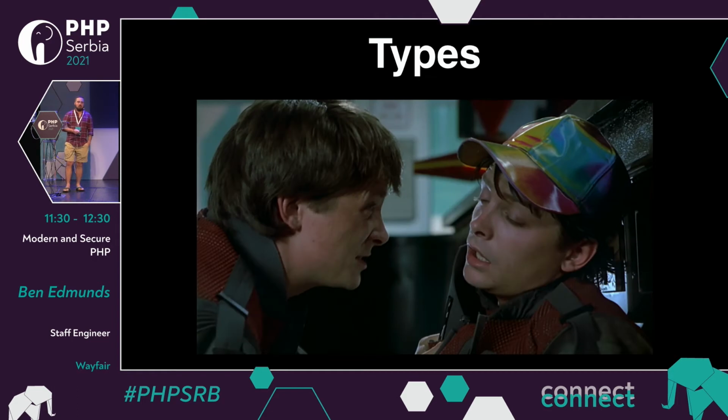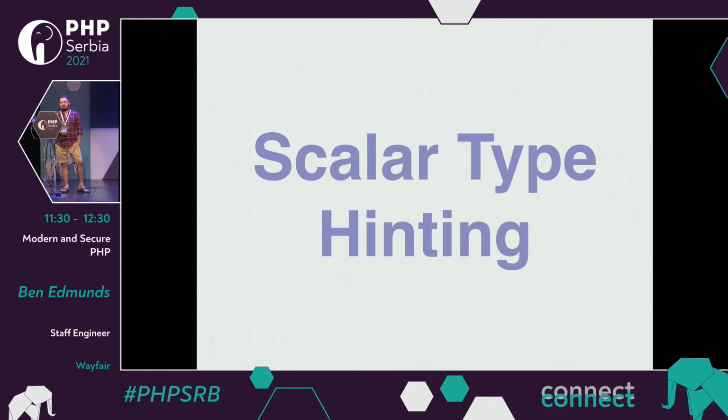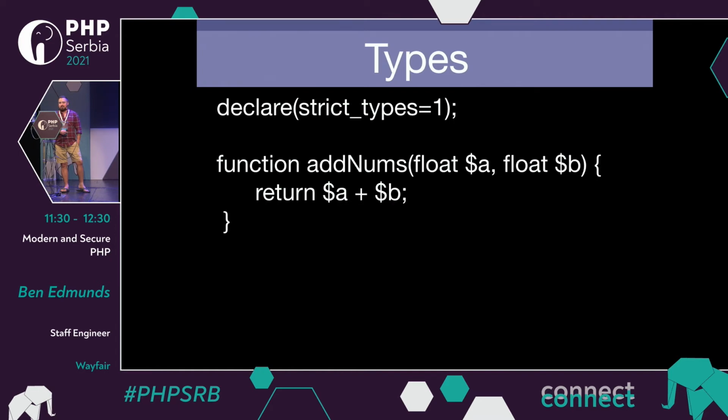So types, probably the biggest change to PHP that most developers will notice if you haven't used PHP since 7. So we have scalar type hinting now. We're a legit language with type hinting. So the way you use this is in your file, you declare strict types. It's on a file-by-file basis so that you can use this where you want to. You don't have to use it everywhere.